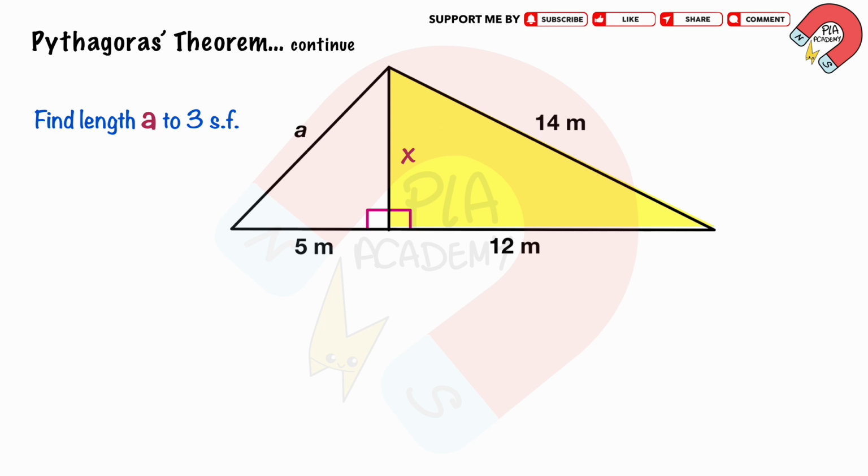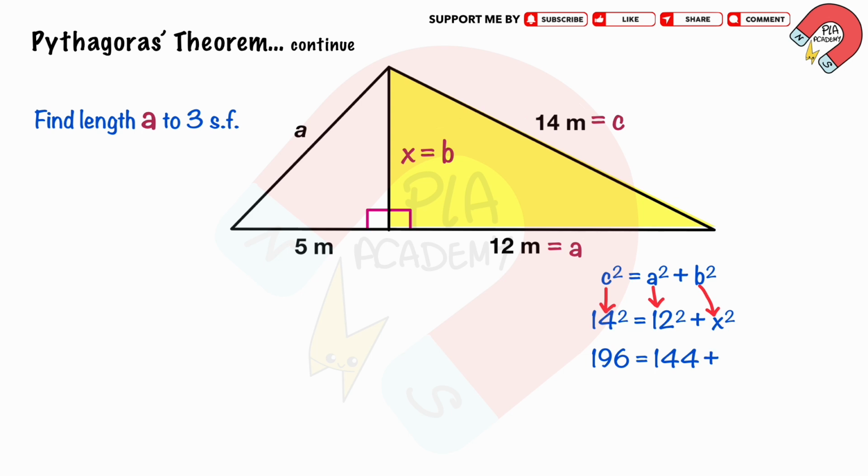Apply Pythagoras' theorem. C squared equals a squared plus b squared. Substitute the values 14 meters for c, 12 meters for a, and x for b. So, 196 equals 144 plus x squared. Subtract 144 from both sides, so x squared equals 52.